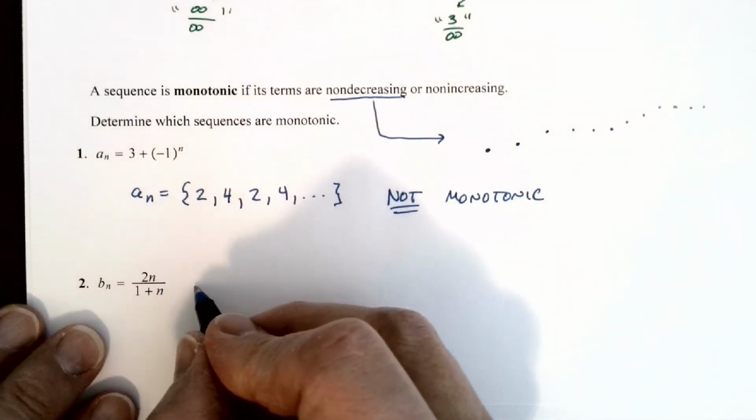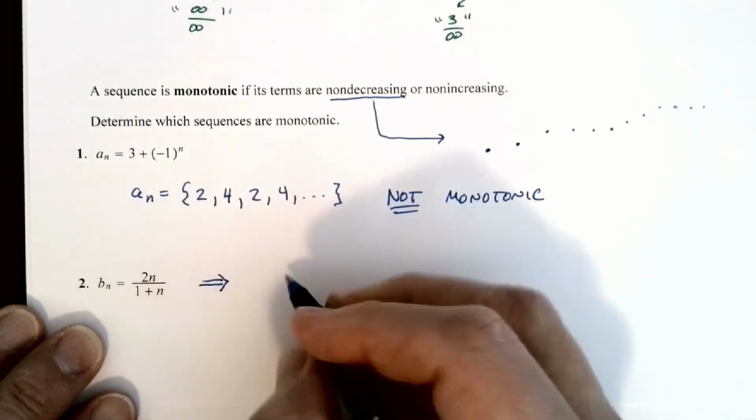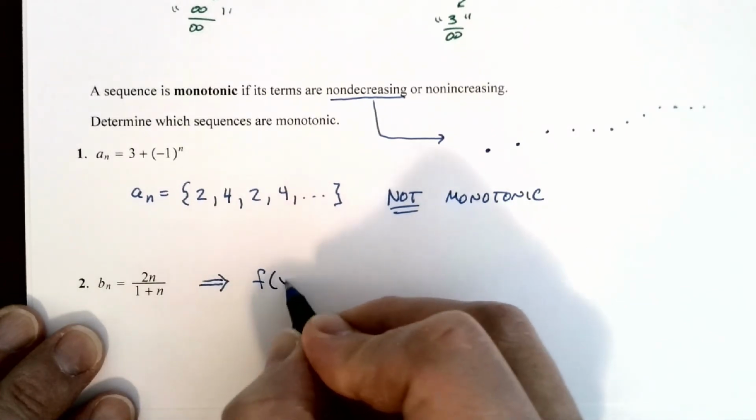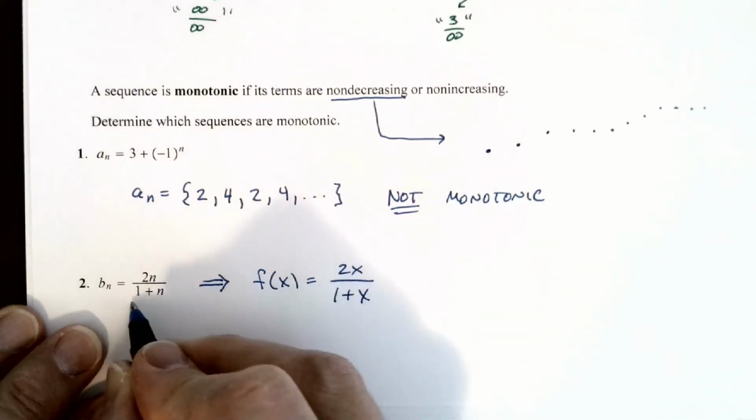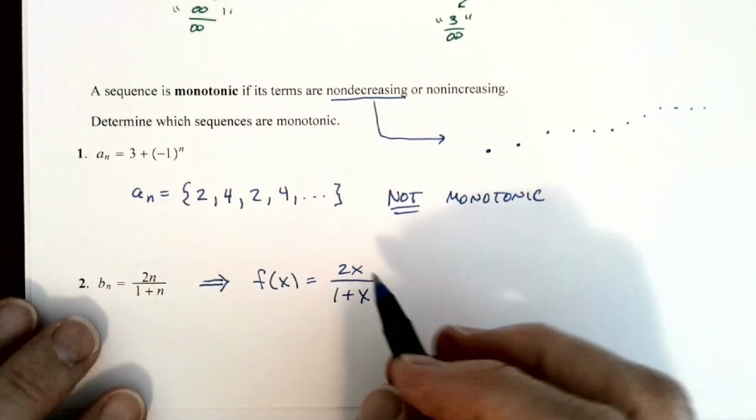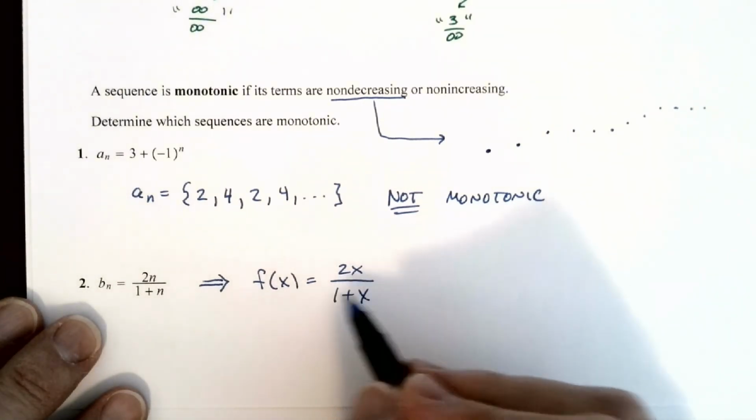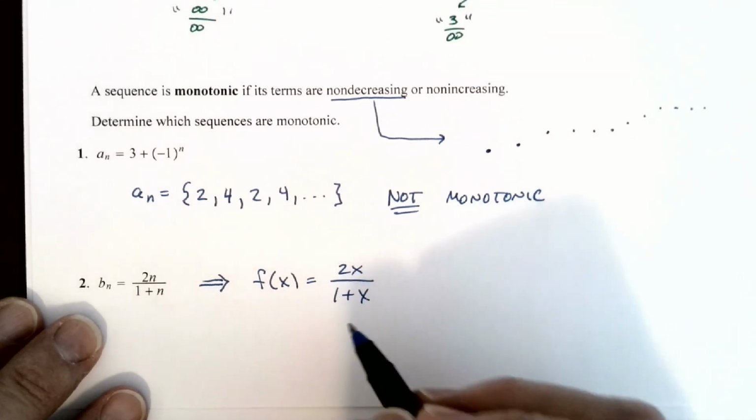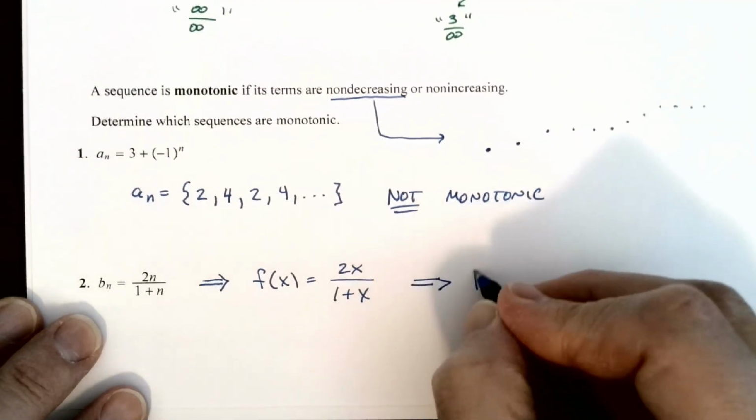How do we determine? Well, if we think about when we were in calculus 1, let's just look at the function f of x equals 2x divided by 1 plus x, right? That passes through all the points of the sequence. And then the question becomes, where is this function monotonic? Or where is it non-decreasing or non-increasing? Well, how do we determine if a function's increasing or decreasing? What did we use? The derivative, right?